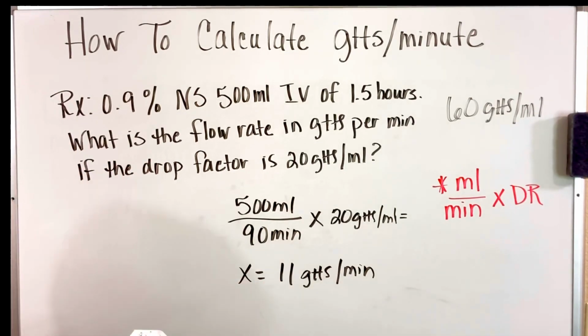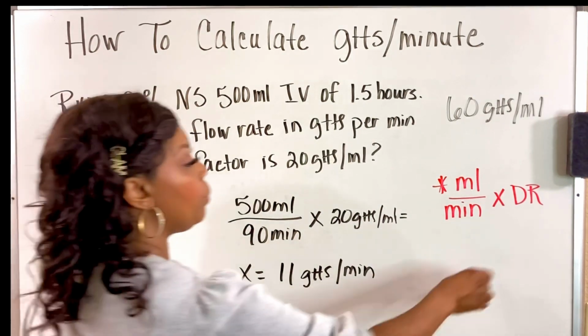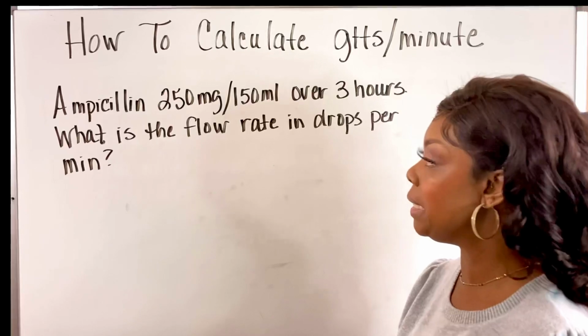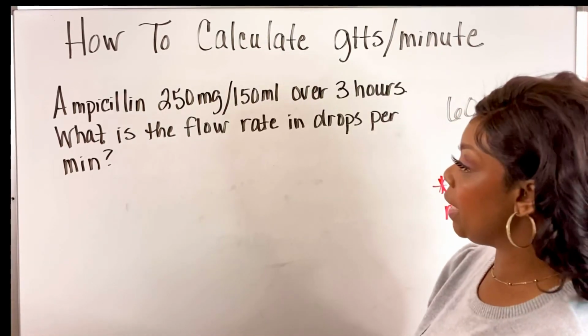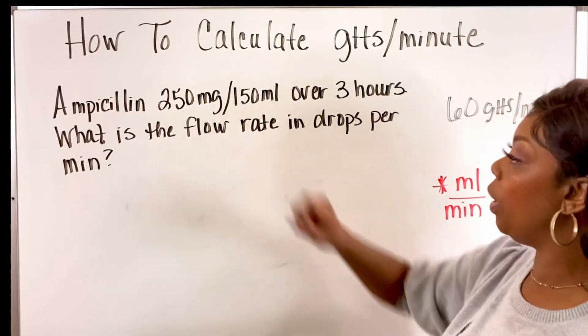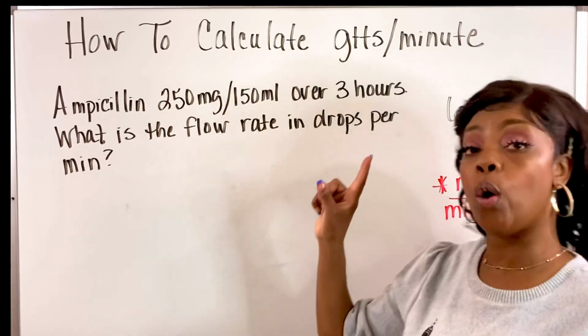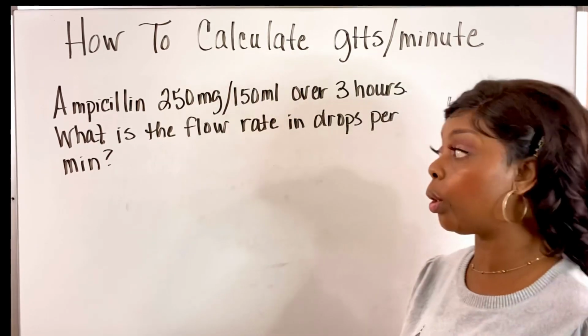That is going to give you 11 drops per minute. All right, let's go into number 7. Okay, this one says you have ampicillin 250 milligrams in 150 milliliters over 3 hours. What is the flow rate in drops per minute?